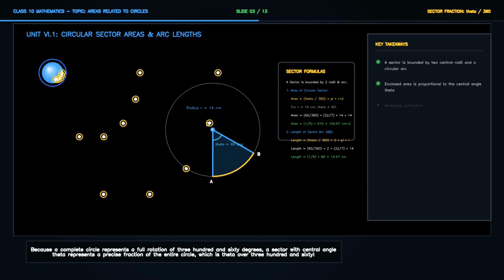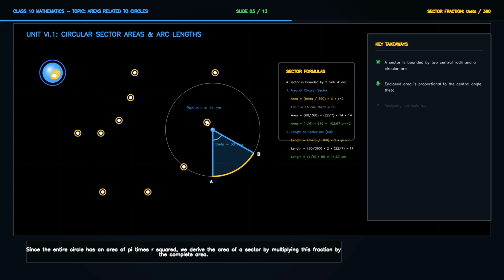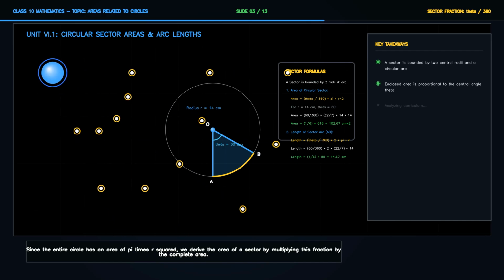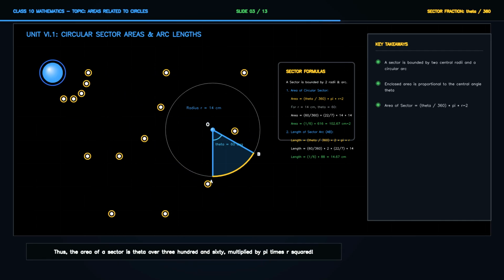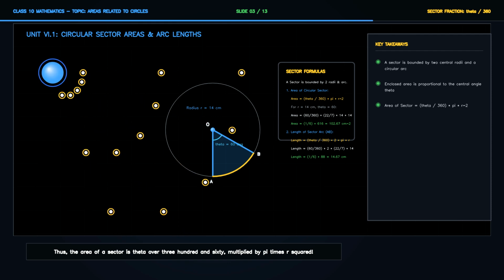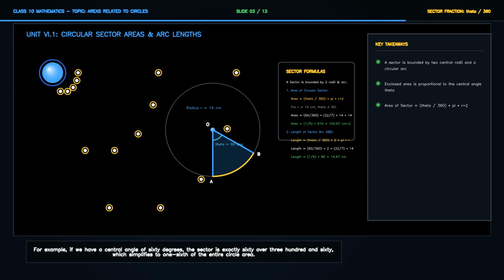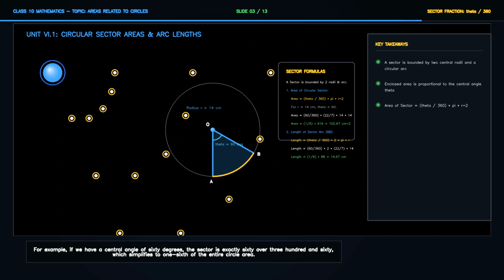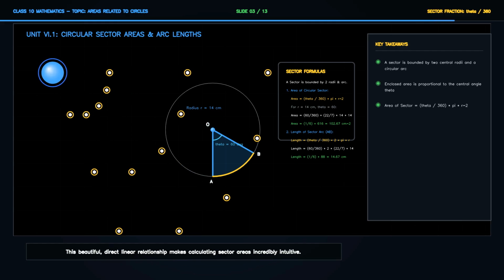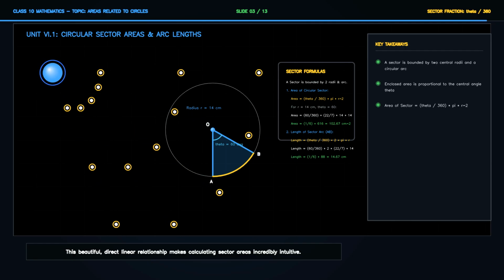Since the entire circle has an area of pi times r squared, we derive the area of a sector by multiplying this fraction by the complete area. Thus, the area of a sector is theta over 360 multiplied by pi times r squared. For example, if we have a central angle of 60 degrees, the sector is exactly 60 over 360, which simplifies to 1/6 of the entire circle area. This beautiful, direct linear relationship makes calculating sector areas incredibly intuitive.